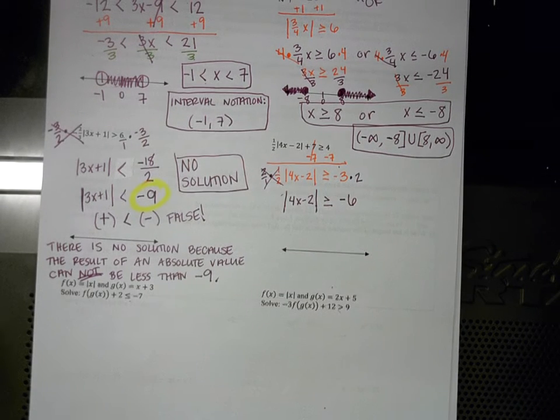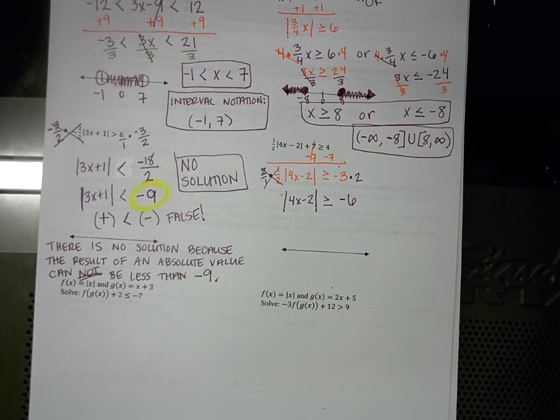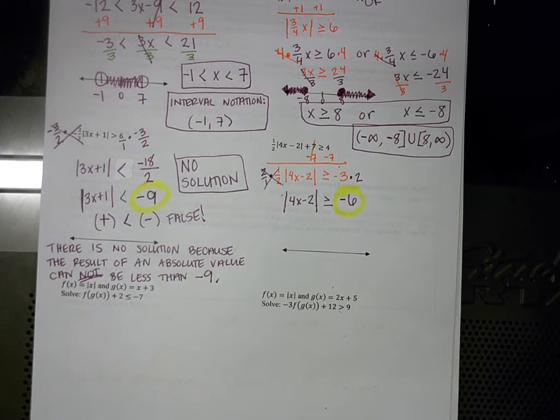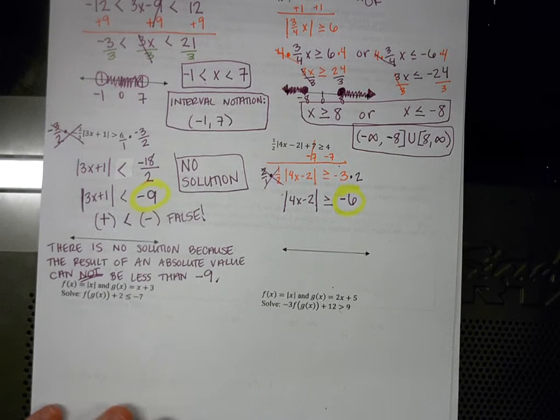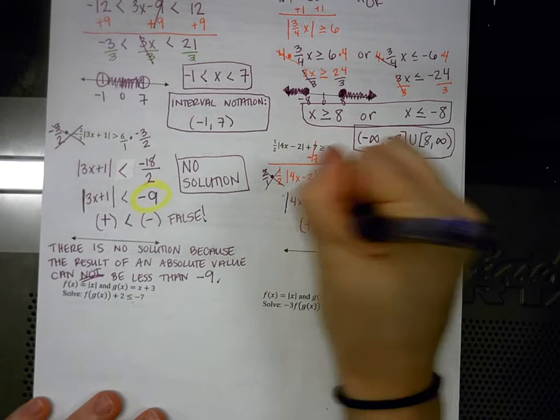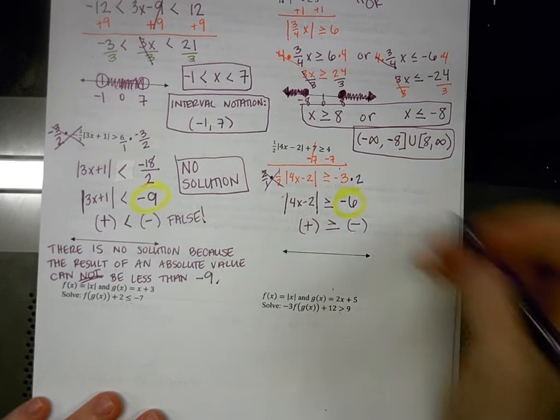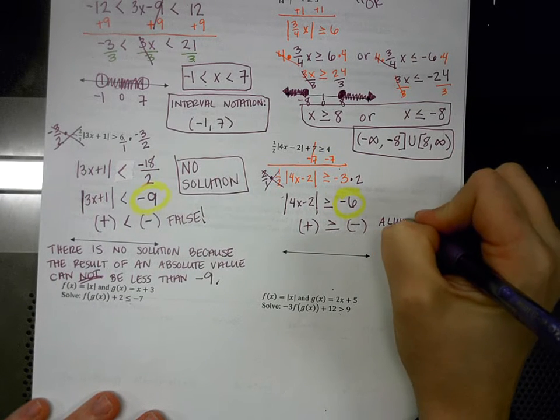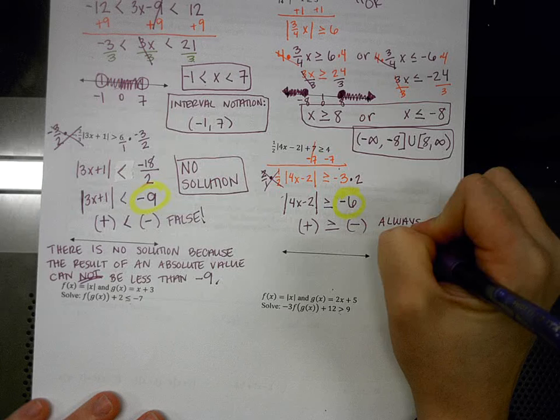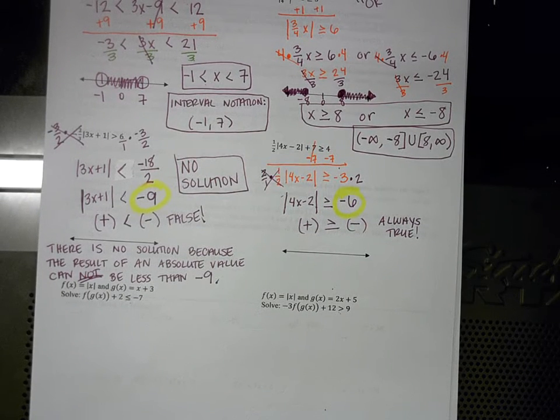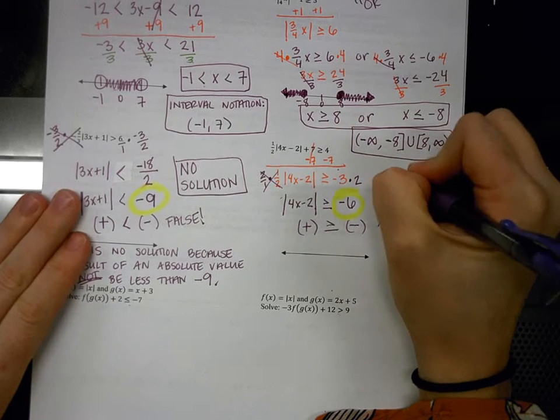Is my absolute value isolated? Yes. Is this a special case? Yes, another negative number. In what cases is a positive greater than or equal to a negative number? Always. Positive numbers are always greater than negative numbers. Therefore, my answer is all real numbers. Very good.